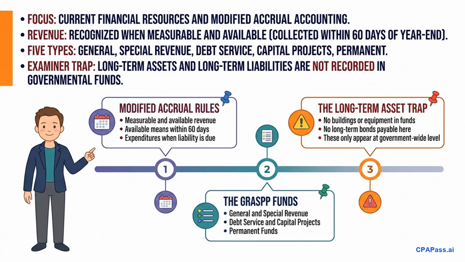Here's a major examiner trap. Because these funds focus only on short-term cash and near-cash items, long-term capital assets like a fire station building and long-term liabilities like outstanding bonds are never recorded here. They only appear at the government-wide level. If you see a question asking about a governmental fund balance sheet, immediately eliminate any option containing buildings or long-term debt.